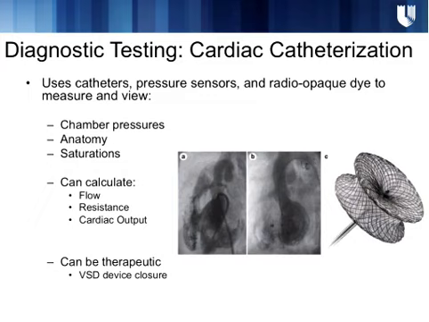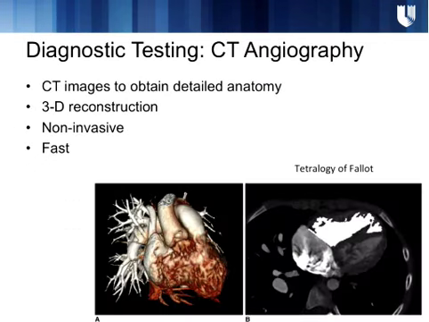Image C shows what's called an Amplatzer device. So they have used the catheters to place this device in the ventricular septum. And as you can see, now blood flows into the left ventricle and out of the aorta with minimal blood flow into the right ventricle, therefore closing the ventricular septal defect. A newer modality is using CT angiography.